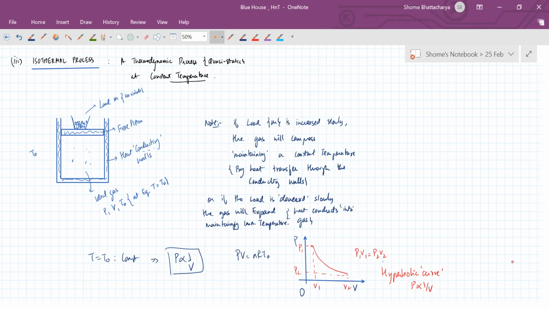So if we want to compress the gas isothermally, you have to very slowly add mass on the load for the piston. So very gradually we keep on adding mass onto that load, and very gradually the gas will compress, and every time it compresses a bit of heat will come out to maintain the constant temperature. Similarly, if we want to expand it very slowly, then very slowly we have to remove mass from the load on the piston. And every time it expands a bit, it will tend to cool down, but heat will conduct through the walls and maintain the temperature constant.